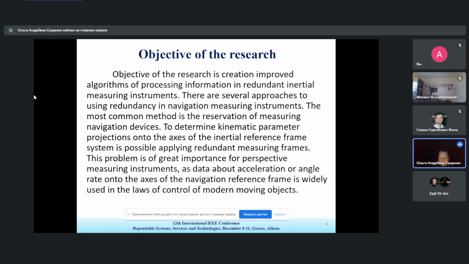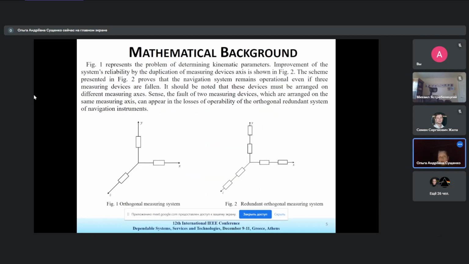This problem is of great importance for perspective measuring instruments, as data about acceleration or angle rate onto the axes of the navigation reference frame is widely used in the control of modern moving objects. Figure 1 represents the problem of determining kinematic parameters. Improvement of the system's reliability by the duplication of measuring devices' axes is shown in Figure 2.